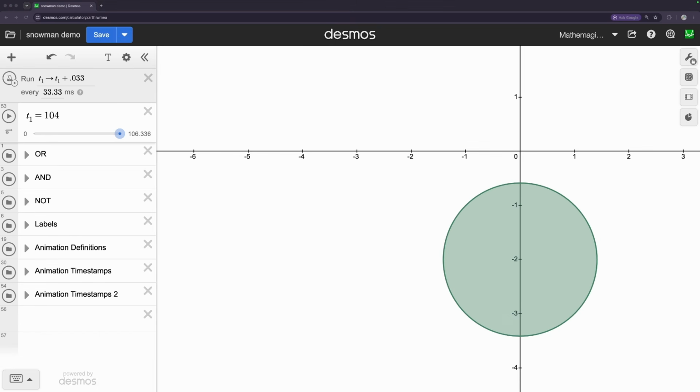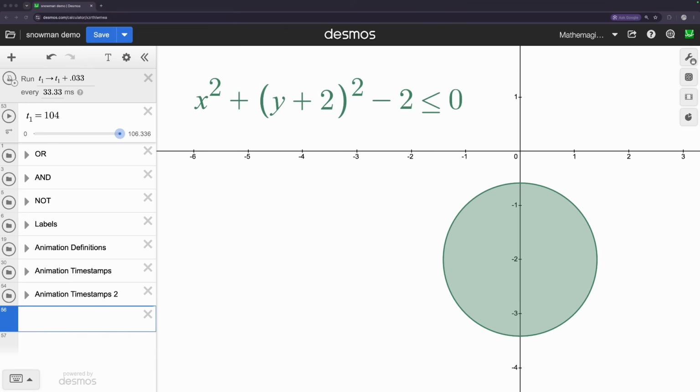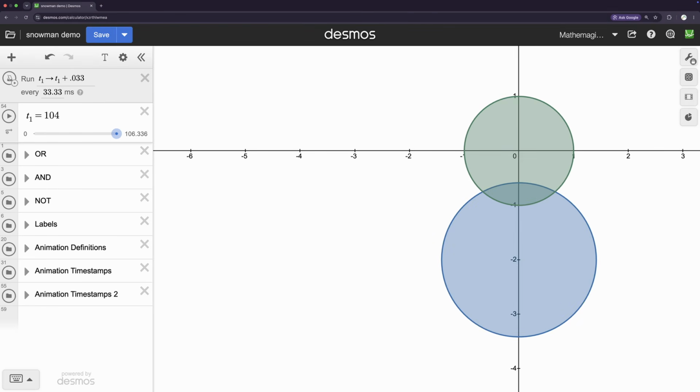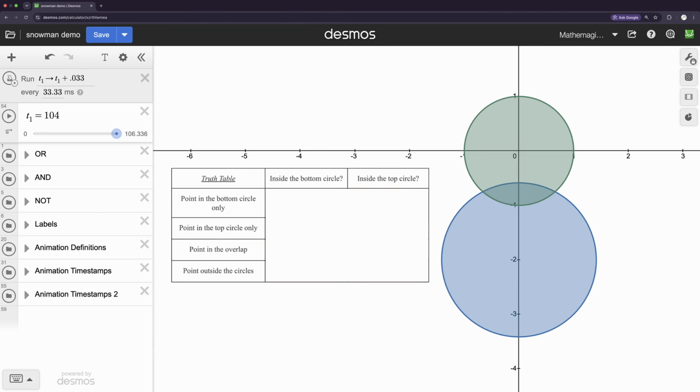Let's draw the bottom circle now. We can shift it down and increase the radius like this. We can ask the same question about the points in this circle too. Is our function negative or 0? Yes? Plot that point. No? Don't plot the point. Now we have two shapes, and we can ask two yes or no questions about our point. Are you inside the bottom circle? Are you inside the top circle? And depending on where the point is, there are exactly 4 possible pairs of answers.